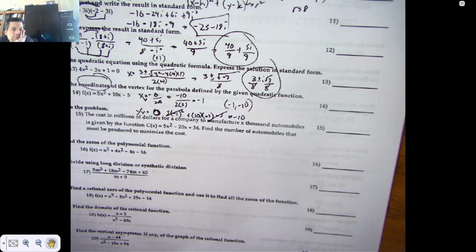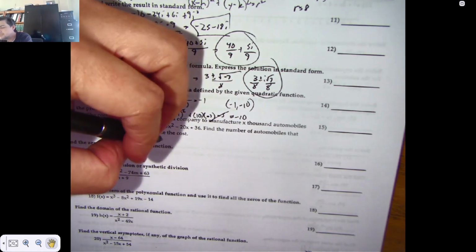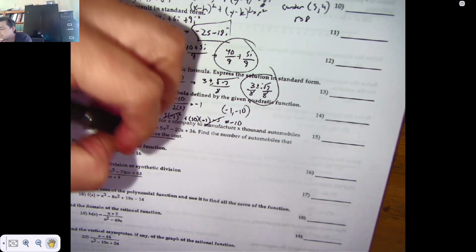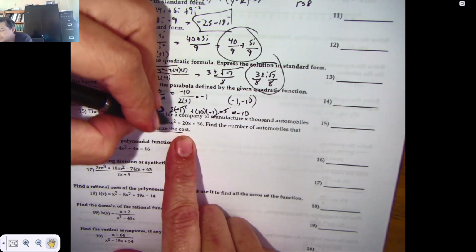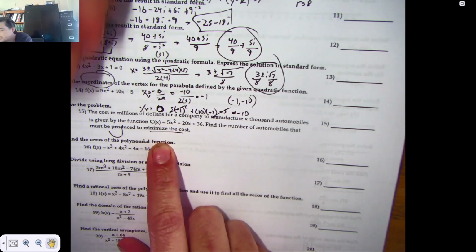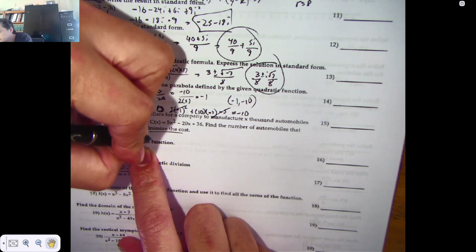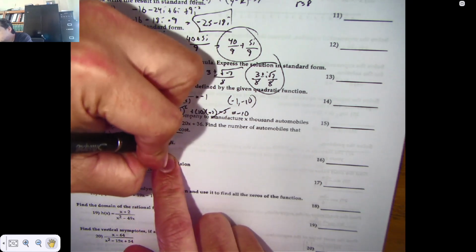15. The cost in millions of dollars for a company to manufacture x thousands of automobiles is given by this function, 5x squared minus 20x plus 36. Find the number of automobiles that must be produced to minimize the cost. This parabola would open up because the 5 out front is positive, and this point right here would be the minimum. And it happens to be at the vertex.